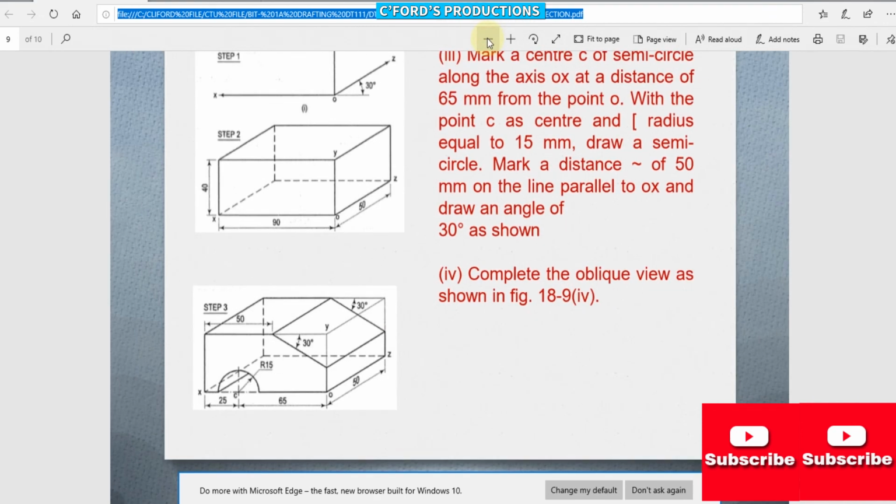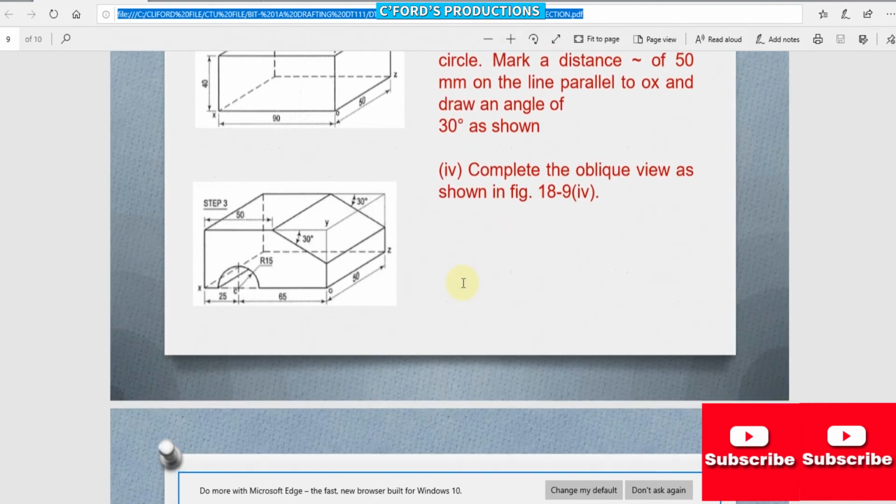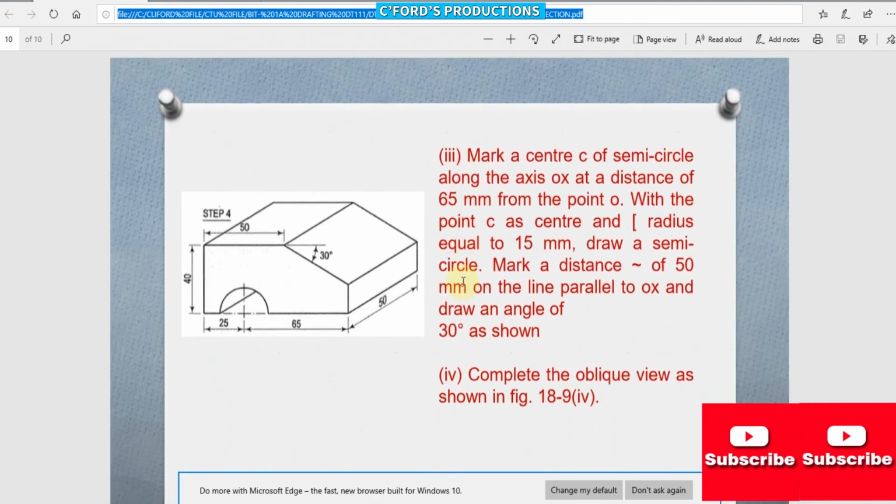Okay, so step number 4. Mark a center C. Okay, so this one is the complete drawing, the actual object.